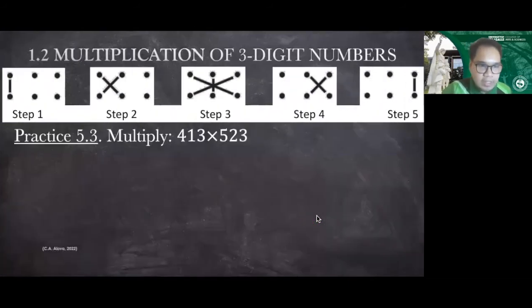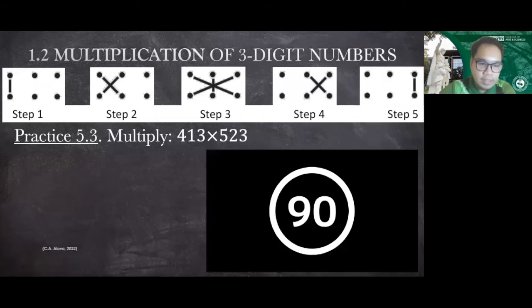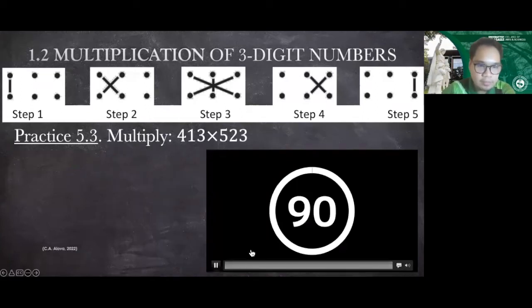So this is our practice 5.3. Multiply. It's your time to shine. Multiply 413 by 523, please. So I'm going to give you 1 minute and 30 seconds. Go.